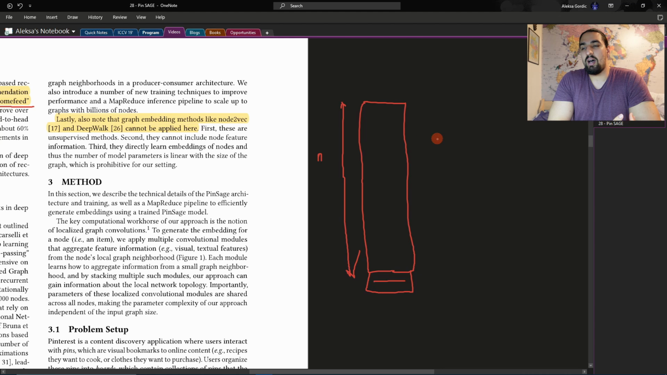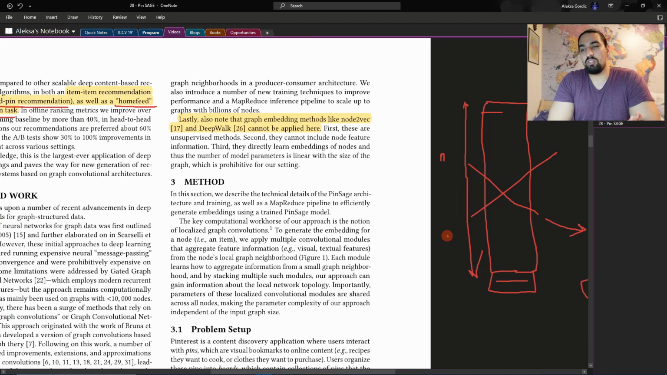And lastly, these methods only use the co-occurrence statistics of the graph, and they can't use the features. And as you can probably assume, pins in this graph have rich features associated with them, because they have imagery, and they also have textual information associated with them, so these methods can't make use of these. So those are multiple reasons why you just can't use those graph embedding methods for this task.